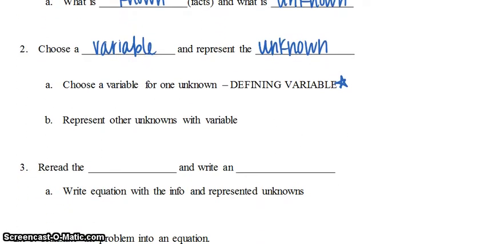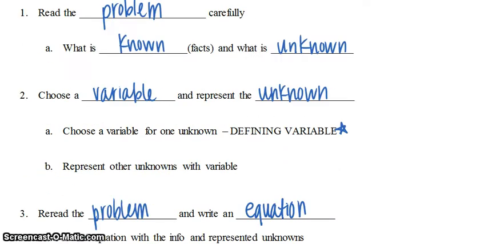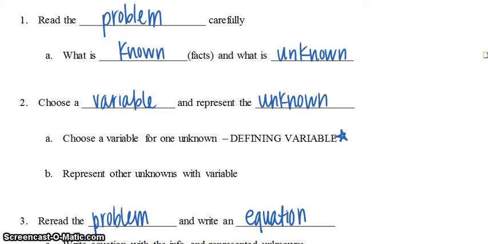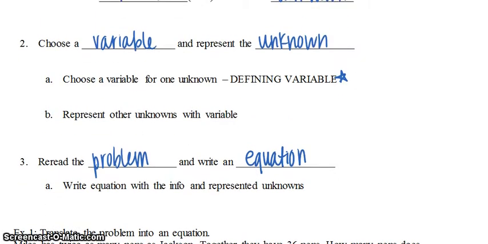Depends on the situation. And lastly, reread the problem and write an equation. You're going to be writing the equation with the info you have written down as well as your represented unknowns. So again, basic premise: read the problem and figure out what's known and what's unknown. Choose a variable and define the variables. Then reread the problem and actually write the equation.